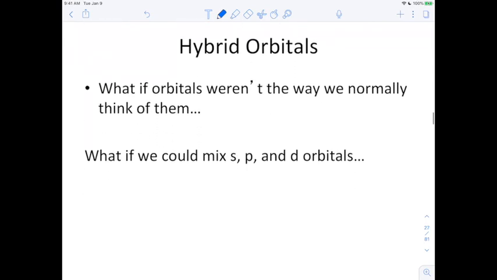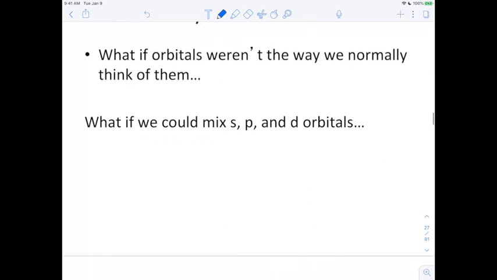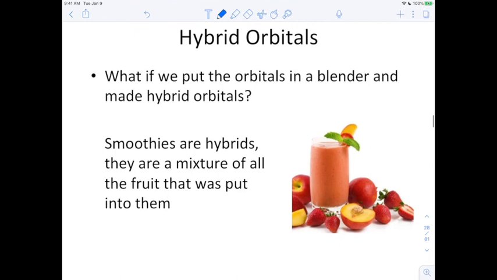All right, so next up we're going to talk about the idea of hybrid orbitals. So it says, what if orbitals weren't the way we normally think about them? What if we could mix the s, the p, and the d orbitals all together? I think of it as throwing in a blender and making a smoothie. So it says, what if we put the orbitals in a blender and made hybrid orbitals? So smoothies are hybrids. They're a mixture of all the fruit that you put in. And our hybrid orbitals are the same. They're a mixture of all the orbitals you put in.